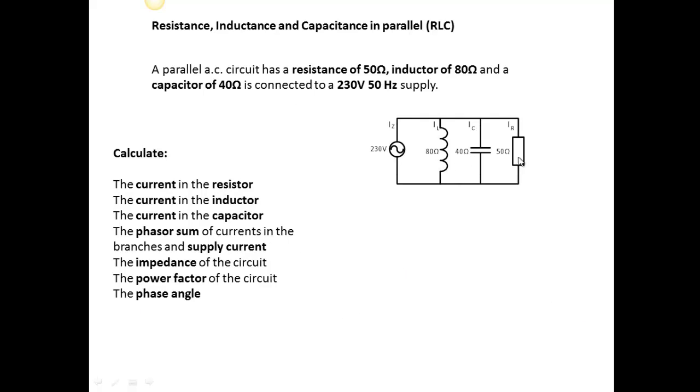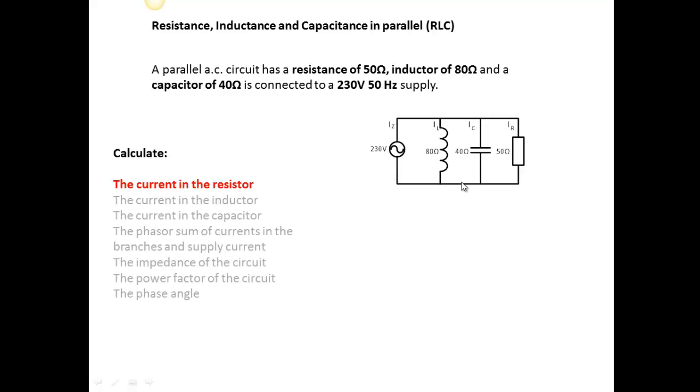If we've got three components in parallel, we've got an inductor and a capacitor, then these are going to be working with each other. These are going to be swinging the current backwards and forwards, and so they're going to be in opposition to each other. So we'll look at that now. The current in the resistor, straightforward, V over R, 4.6. The current in the inductor, again, just V over XL, 2.875. The current in the capacitor, 230 divided by 40, 5.75.